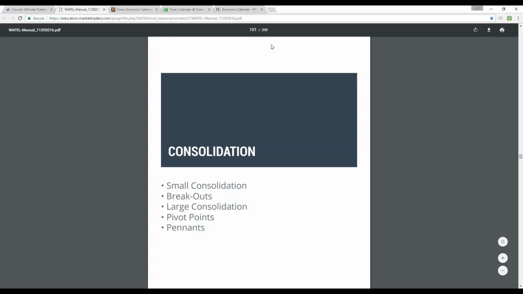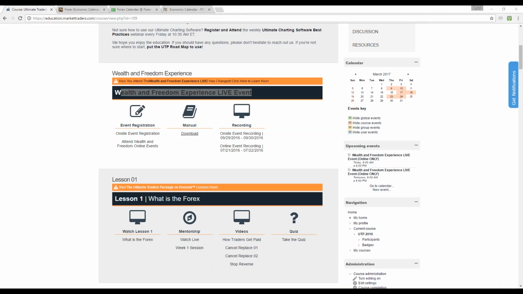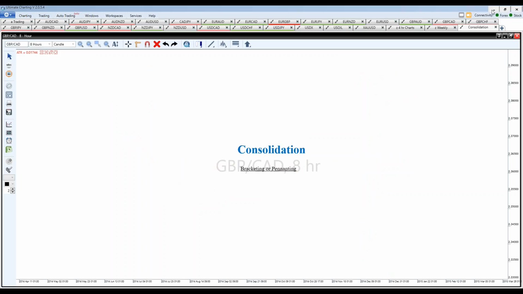So let's do this. I'll give you guys a moment to get to this page. Please let me know once you're there, and we'll continue with the session of today. Okay, thank you for the confirmation, Jeff. And Doug, you're already there as well, okay. A couple more confirming and we'll continue. Confirm that you're on page 101 of the UTP manual, please. We'll be talking about consolidation, as you can see on my chart.